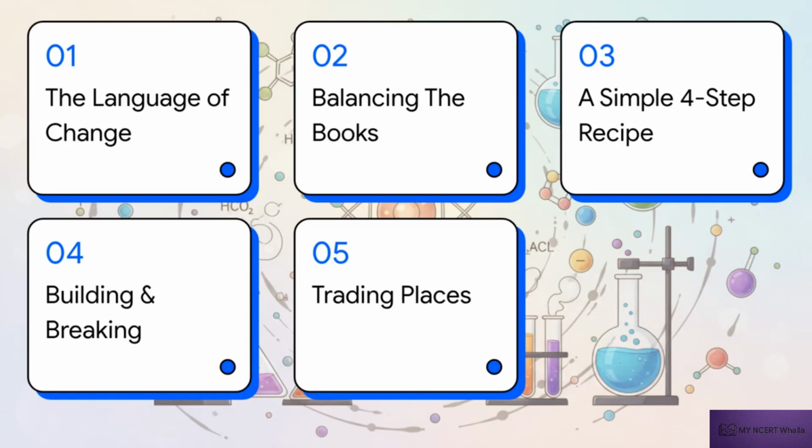So here's our game plan. We're going to start with the basic language, how chemists actually write down what's happening. Then, we'll get into the one unbreakable rule that governs every single reaction in the universe. After that, I'll show you a super simple recipe for balancing any equation. And finally, we'll explore the main ways elements build, break, and trade places to create the world around us.